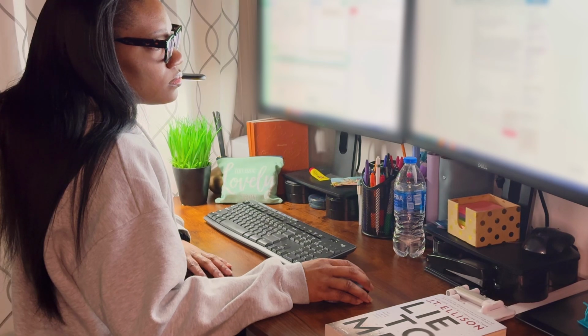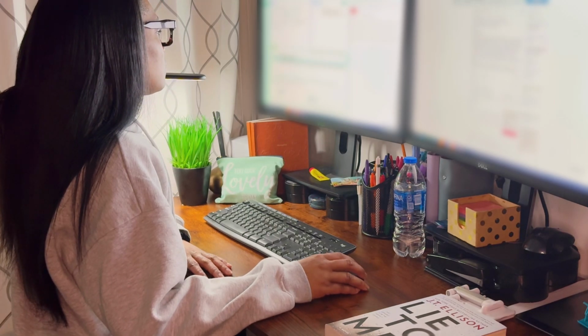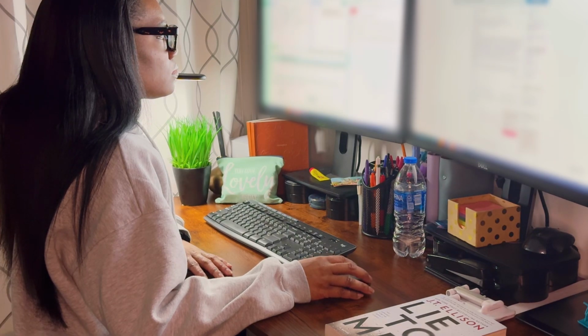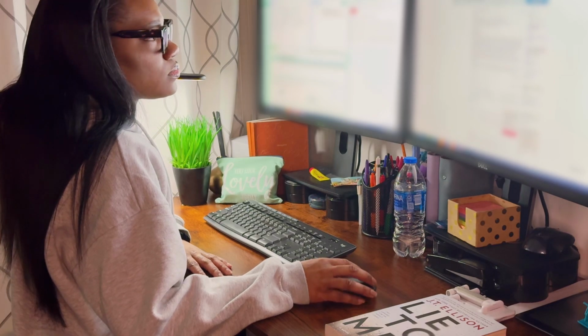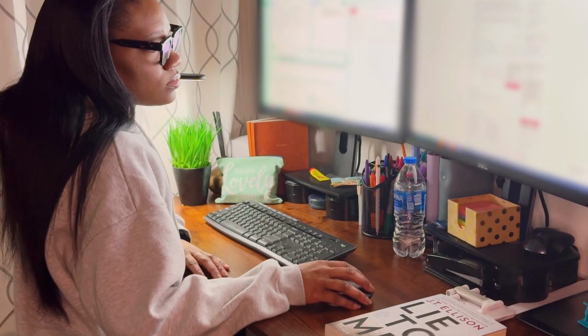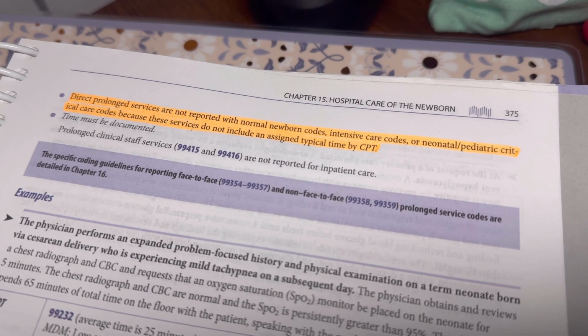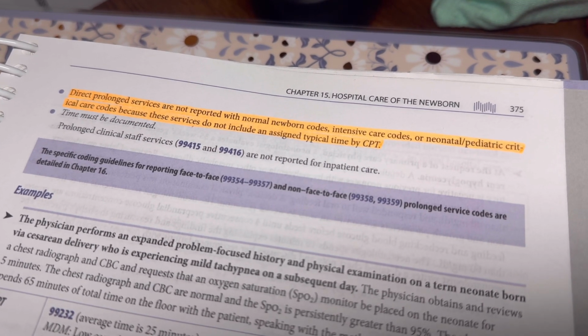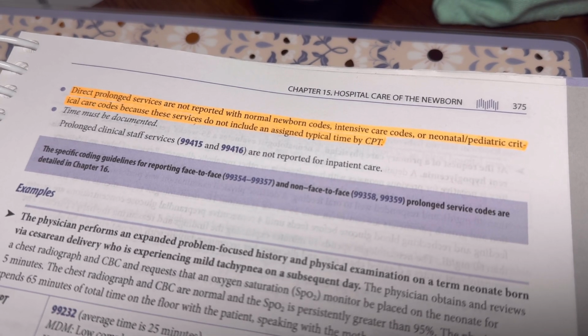So a little bit ago in the video, in the beginning, you guys seen that I had my book out, and that was for a neonatology charge that I was looking at. One of my providers was billing, I think, for prolonged services, but they were also billing for like a normal newborn day in the hospital. This was like a subsequent day, so after the baby was already admitted, and they are not able to bill prolonged services with these newborn codes. So this is what my book had stated, so I just had to take the prolonged service code off.